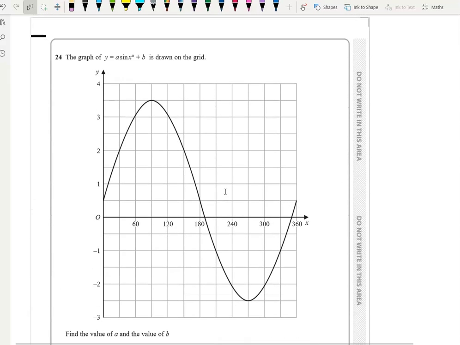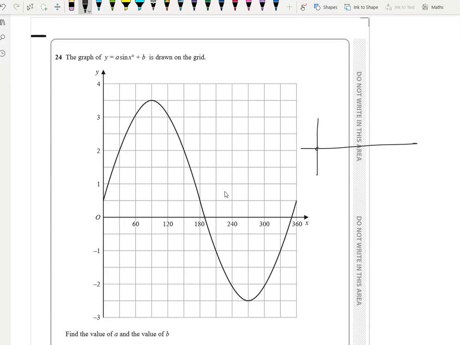The graph of a sin x plus b is drawn on the grid. Find the value of a and b. Now, if you know the basic graph, we can compare them and find the value. Now, sine graph, I'll draw a rough graph here so that we can compare.